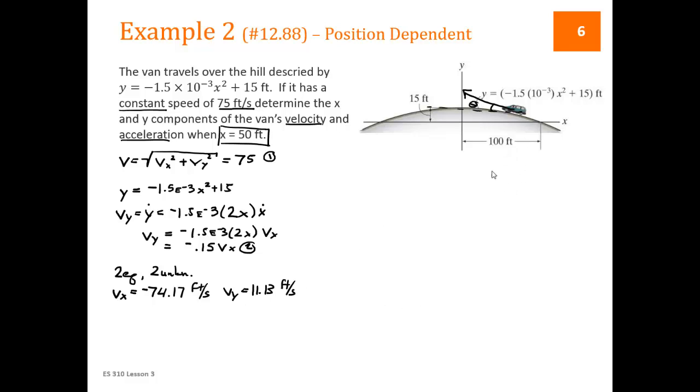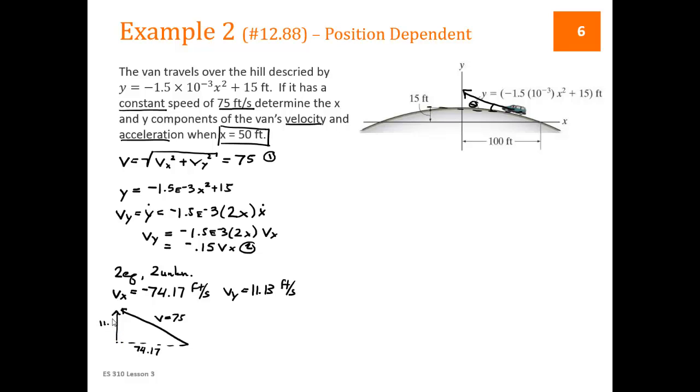That's going to be important in figuring out the acceleration. So let's do that now. All right, well, we've got that's our v, which should be 75. We know its magnitude. All right, so we've got this part, which is 74.17, and we've got that part, which is 11.13.